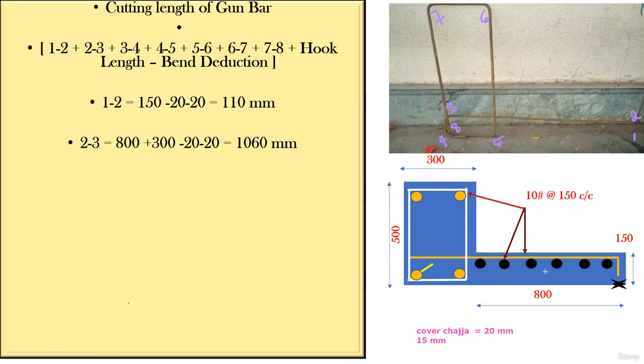From the outer of the chajja to this part, it is 800 mm. And the beam width, what you can see, this is 300 mm. So I'll add both. Do you agree with me? 800 plus this 300, if I do, I'll get the outer to outer distance. Then one cover from this side and one cover from this side, if I deduct, I'll get the straight portion of that.